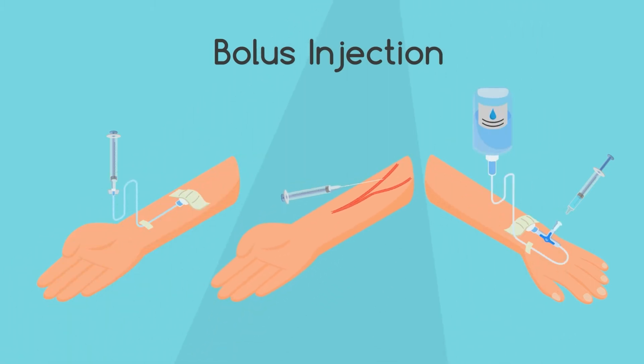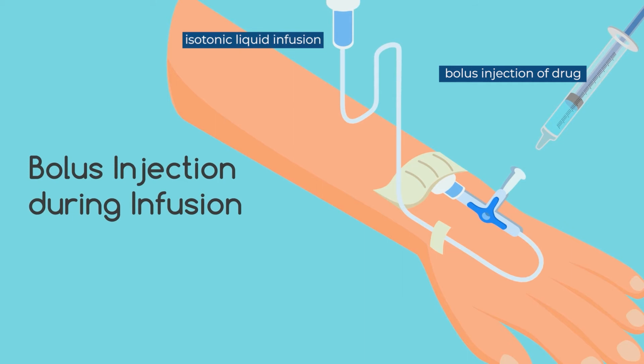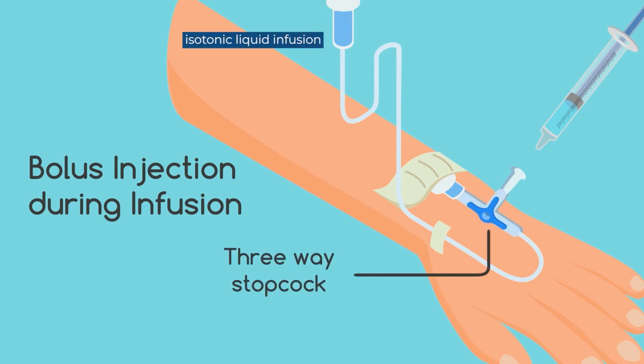Bolus injection can also be given when the patient has been receiving other solution or drug infusion. For example, giving a bolus of anticonvulsant to a patient who has been receiving isotonic liquid infusion. This bolus injection is given through a device called a three-way stopcock.